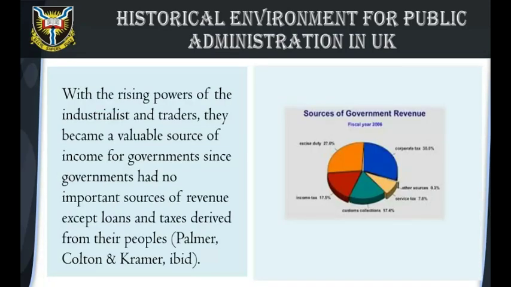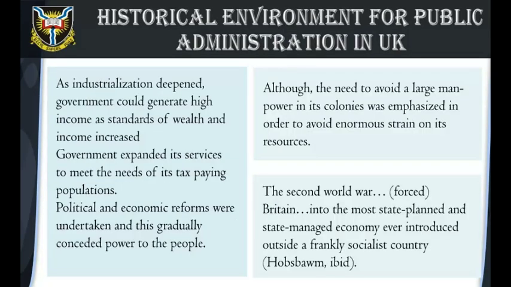With the rising powers of the industrialists and traders, they became a valuable source of income for government, since government had no important sources of revenue except loans and taxes derived from its people, Palmer, Colton, and Cromwell. As industrialization deepened, government could generate high income as standards of wealth and income increased. Government expanded its services to meet the needs of its tax-paying populations. Political and economic reforms were undertaken, and this gradually conceded power to the people.